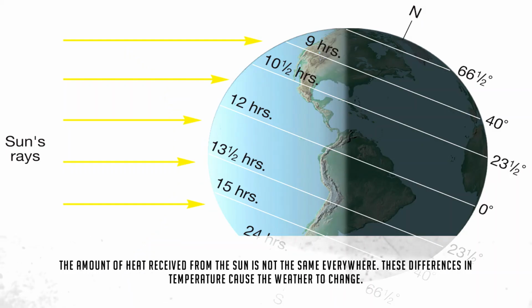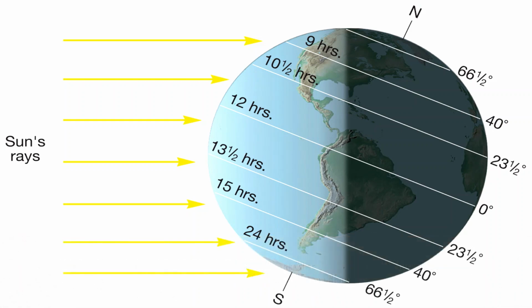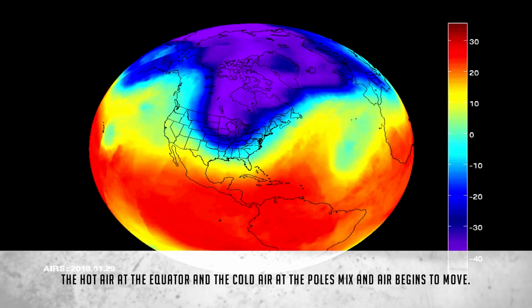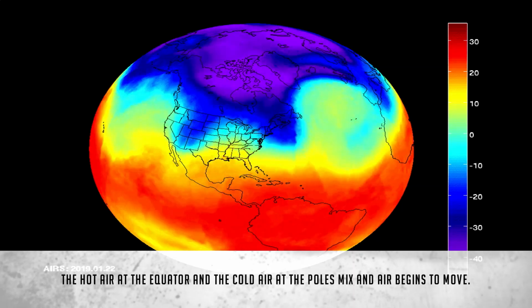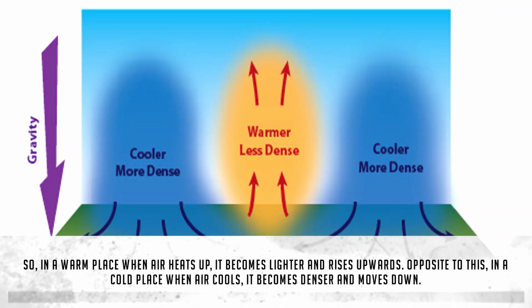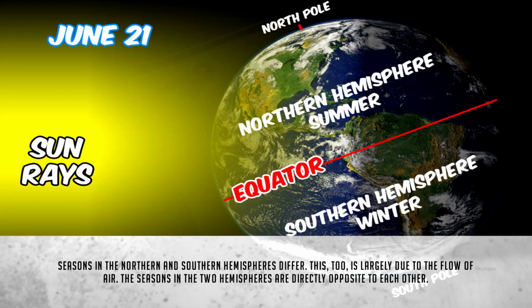The amount of heat received from the sun is not the same everywhere. These differences in temperature cause the weather to change. The hot air at the equator and the cold air at the poles mix and air begins to move. So in a warm place, when air heats up, it becomes lighter and rises upwards. Opposite to this, in a cold place when air cools, it becomes denser and moves down.